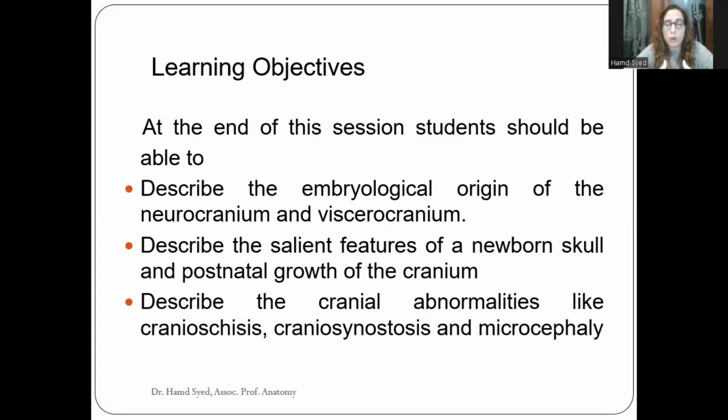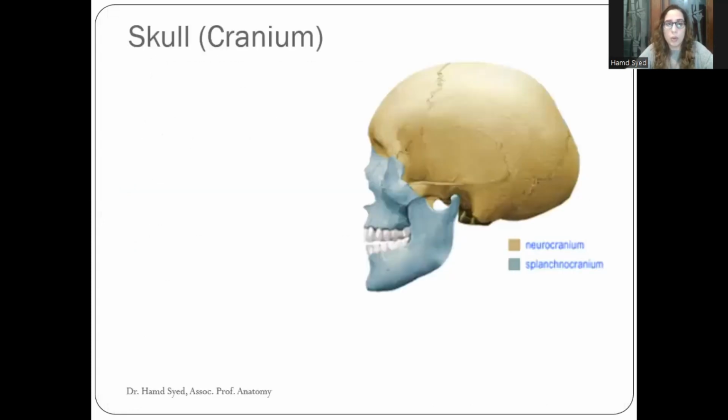Also, we will be talking about the cranial abnormalities like cranioschisis, craniosynostosis, and microcephaly. So let's start with today's topic, beginning with the definition of cranium. What is cranium? Well, cranium is our skull. The medical terminology for our skull is the cranium.